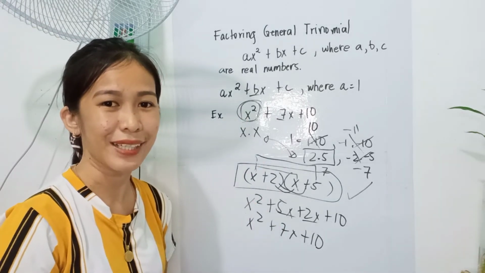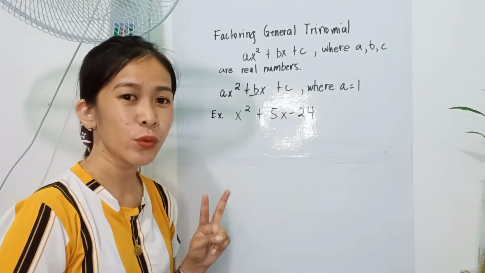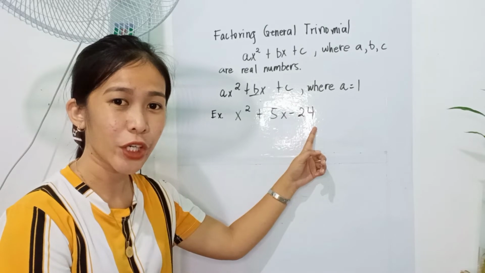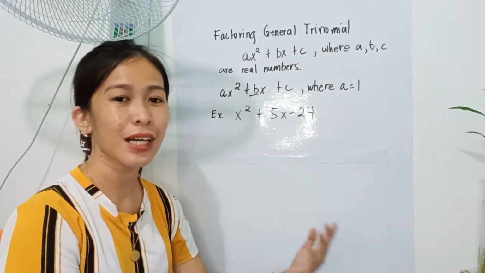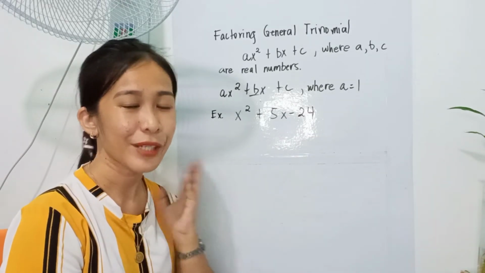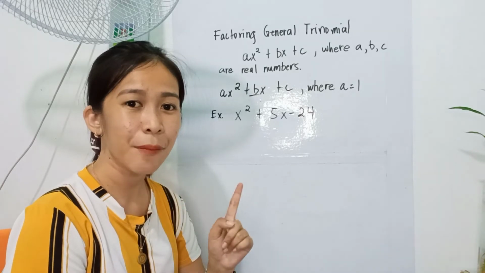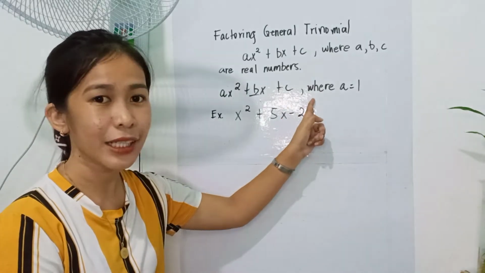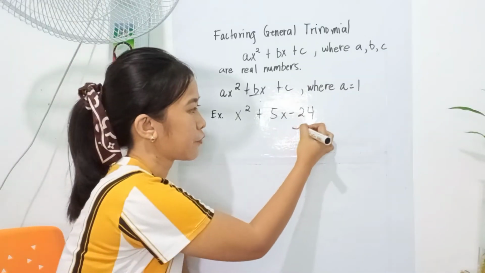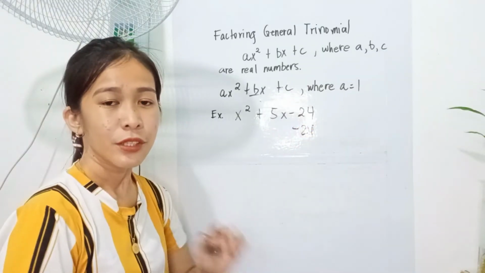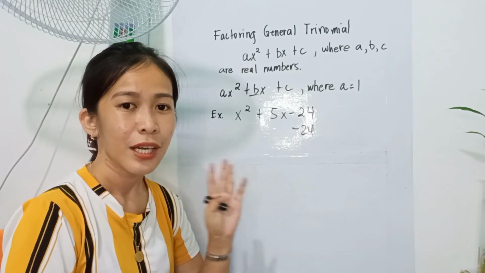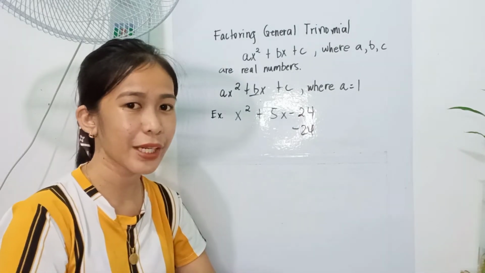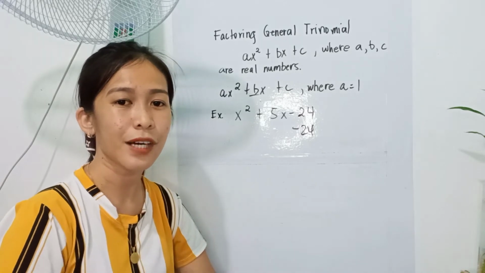Ganun lang siya kasimple. So, for our example number 2, we have here x squared plus 5x minus 24. So, ganun lang din ang process, kagaya lang din ng ating example number 1. Unang step is kukunin mo lang lahat ng factors na mayroon sa ating C. So, negative 24 ang ating C, okay? So, ano-ano ba yung mga factors ni negative 24? So, para hindi kayo masyadong mahirapan, tuturuan ko kayo kung paano mag-factor.